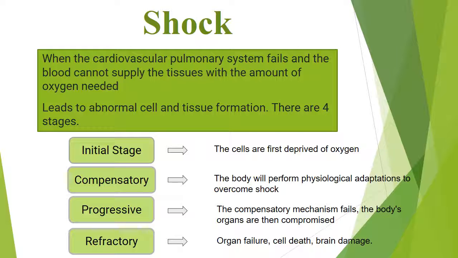There are 4 stages. The first stage is the initial stage, which is when the cells are first deprived of oxygen. The compensatory stage is when the body will perform physiological adaptations to overcome shock. The progressive stage happens when the compensatory mechanism fails and the body's organs become compromised. The refractory stage is when you have organ failure, cell death, and brain damage.